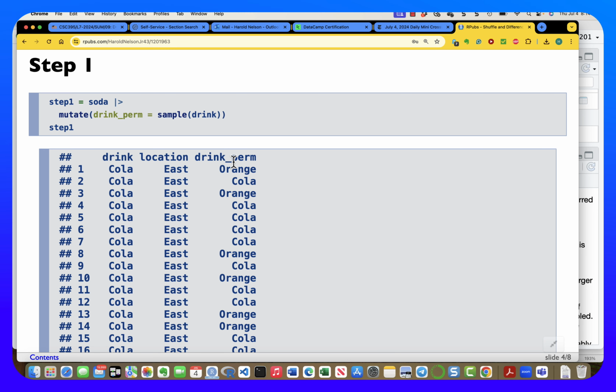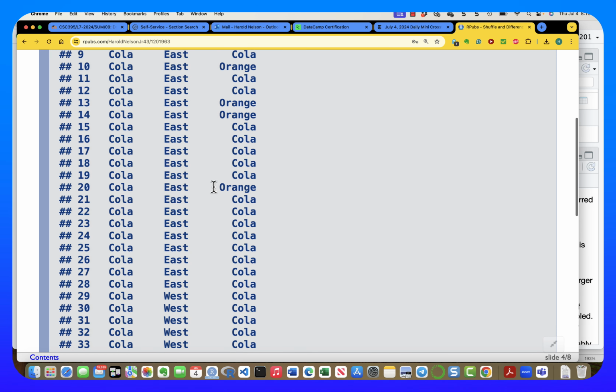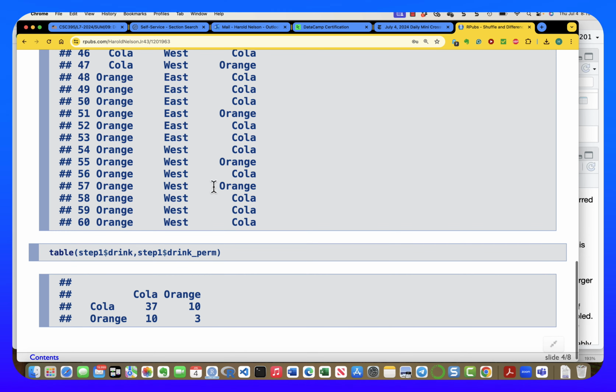perm, which is really just a reshuffling of this column. The first row was East Cola, and now it's East Orange. And the second row was East Cola, and it is still East Cola, and so on. So here's all 60 rows of the data frame.